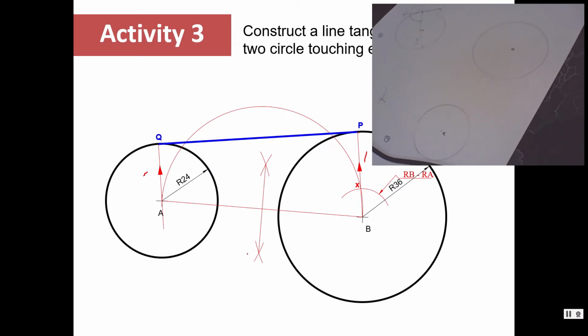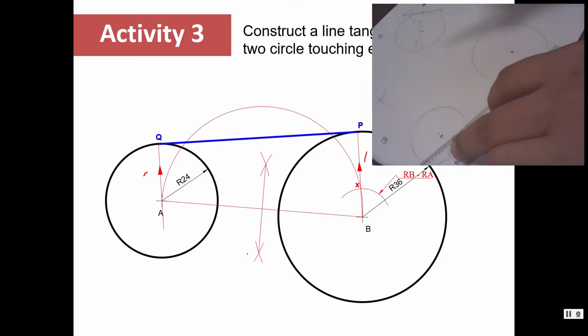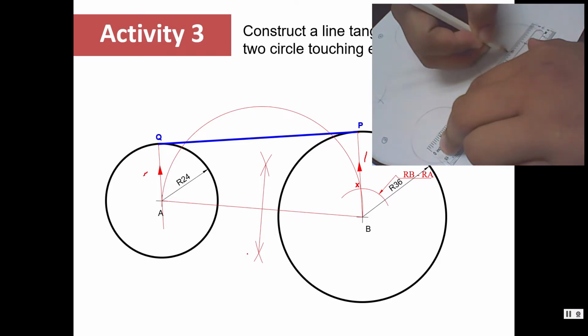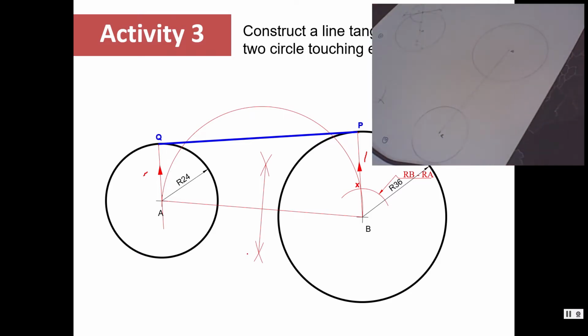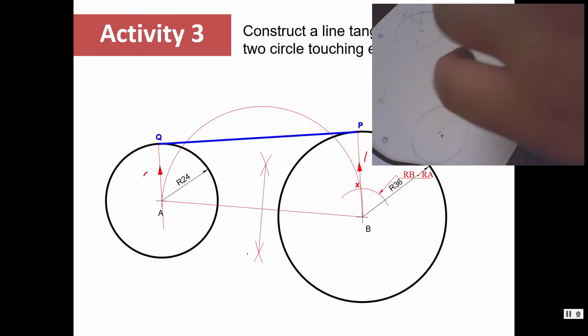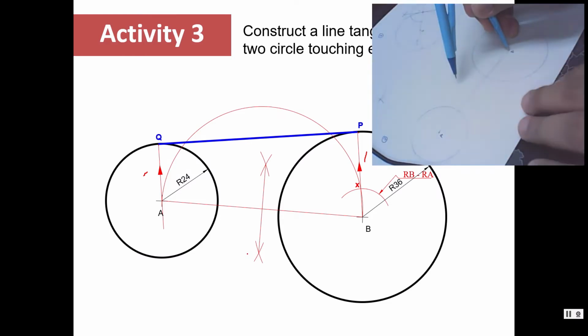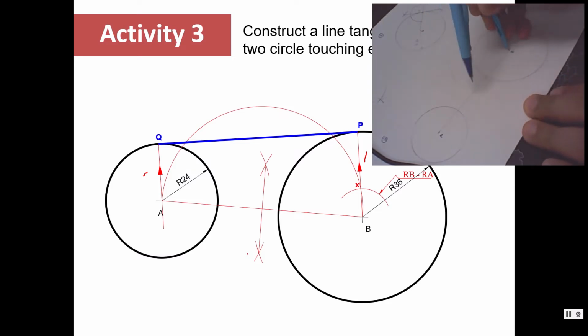Okay, so the first thing, you already have these two circles, this one 24 radius and this one 36 radius. So just draw a straight line from point A to point B. After you draw the straight line, you need to find the midpoint of this line. So we find the midpoint.